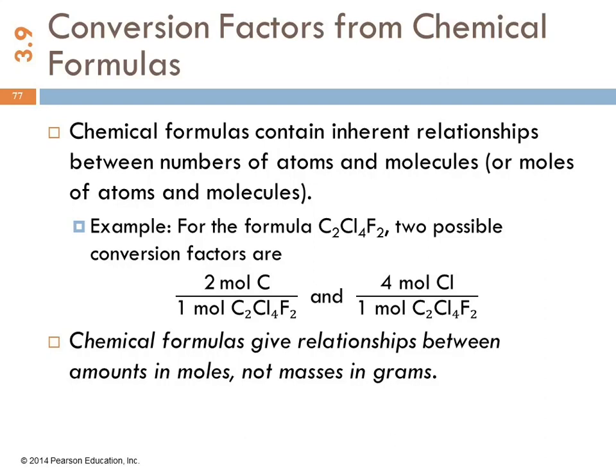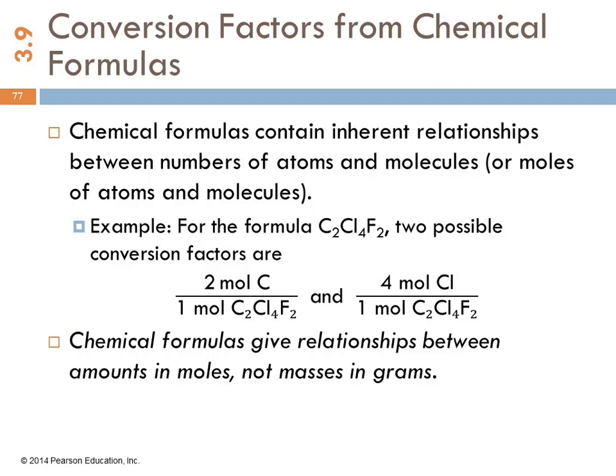We can also get conversion factors from chemical formulas because they give us a relationship between numbers of atoms. So we look at this formula, C2Cl4F2. This gives us the relationship between numbers of carbon, chlorine, and fluorine atoms. So we can derive conversion factors. We could have 2 moles of carbon for every 1 mole of compound. We can have 4 moles of chlorine for every 1 mole of compound.